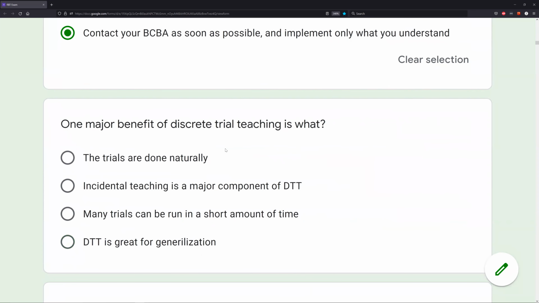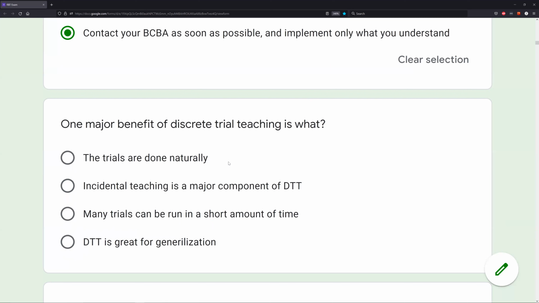One major benefit of discrete trial teaching is what? All right, DTT, discrete trial teaching, discrete trial training, many names, right? But it's all the same. What is discrete trial teaching? Well, we are giving an SD, waiting for a response, giving a consequence, post-consequence pause, reintroduce the SD, okay? It's contrived. It's typically done at a table. It's typically used to teach a new skill. What is one major benefit of using this type of teaching?